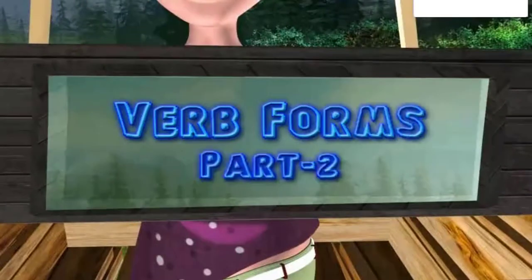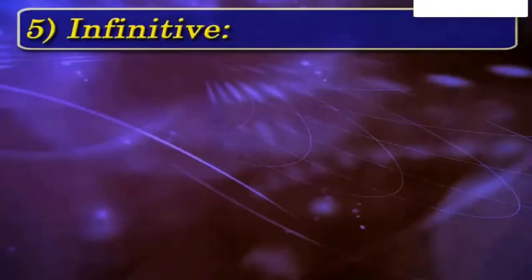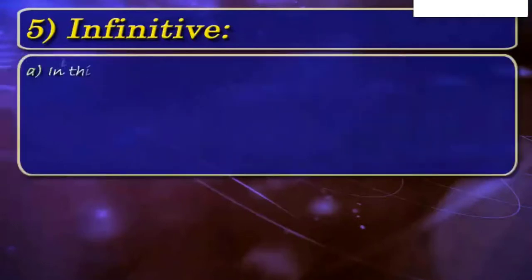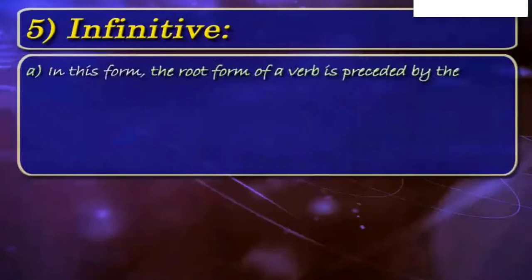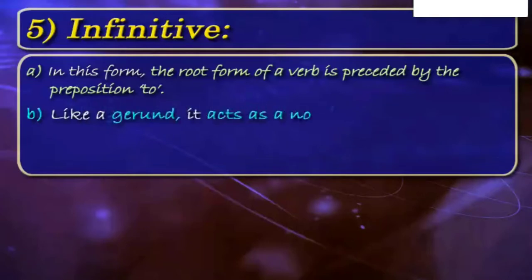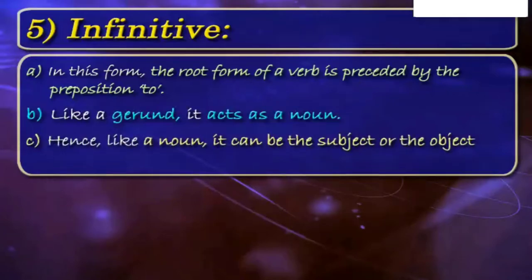Verb forms, Part 2. Final type of verb form is infinitive. A. In this form, the root form of a verb is preceded by the preposition to. B. Like a gerund, it acts as a noun. C. Hence, like a noun, it can be the subject or the object of a sentence.